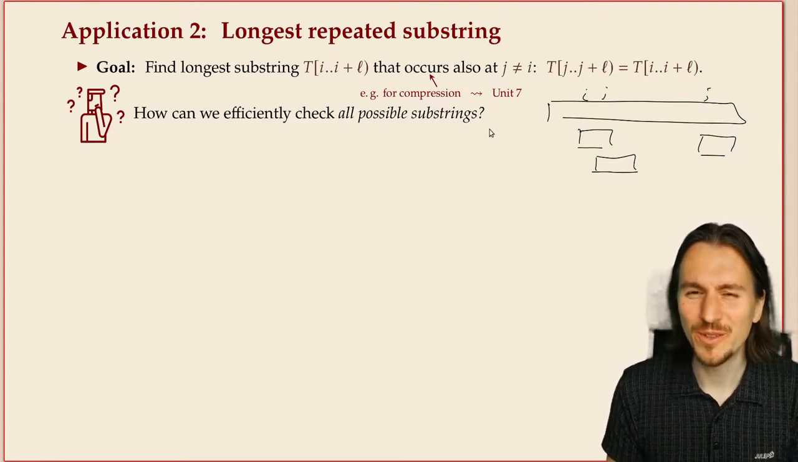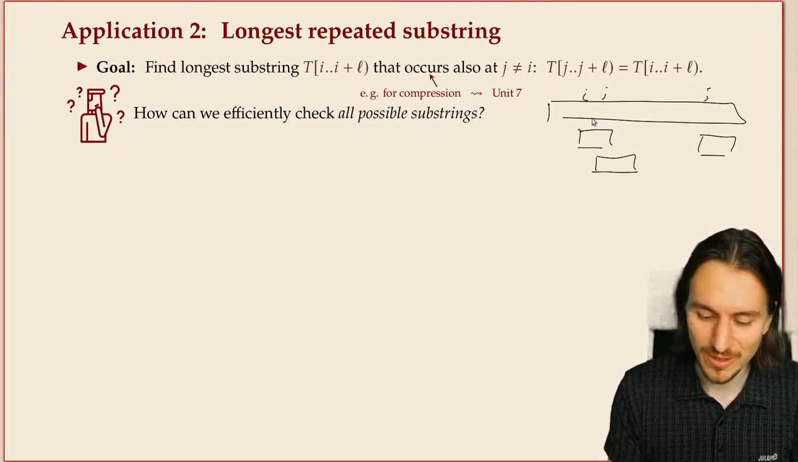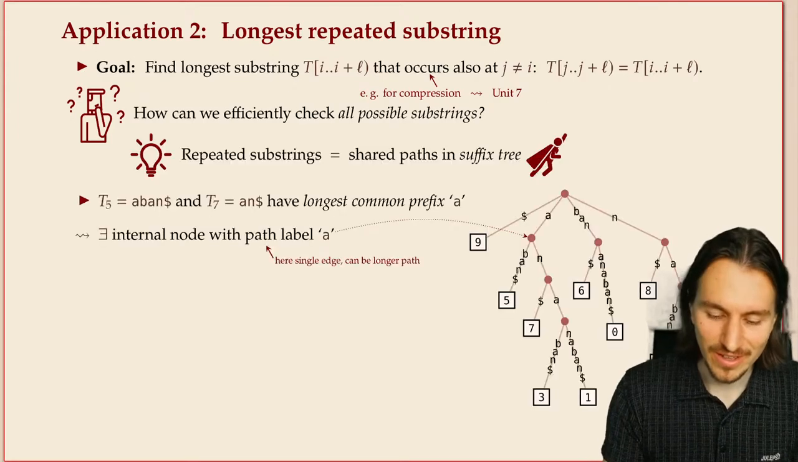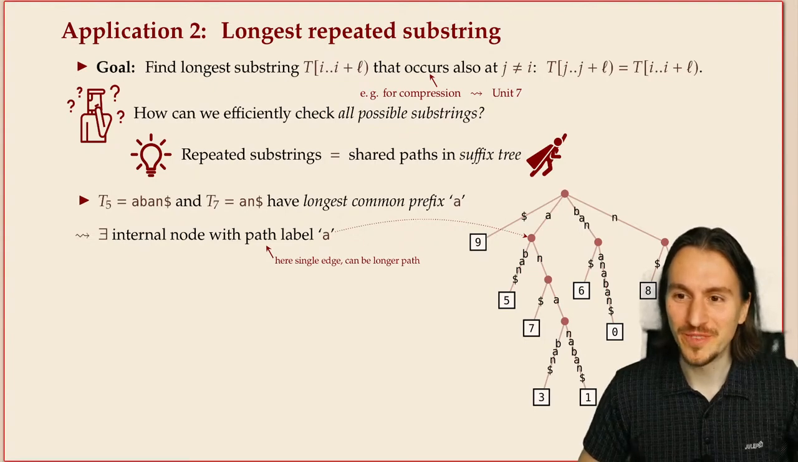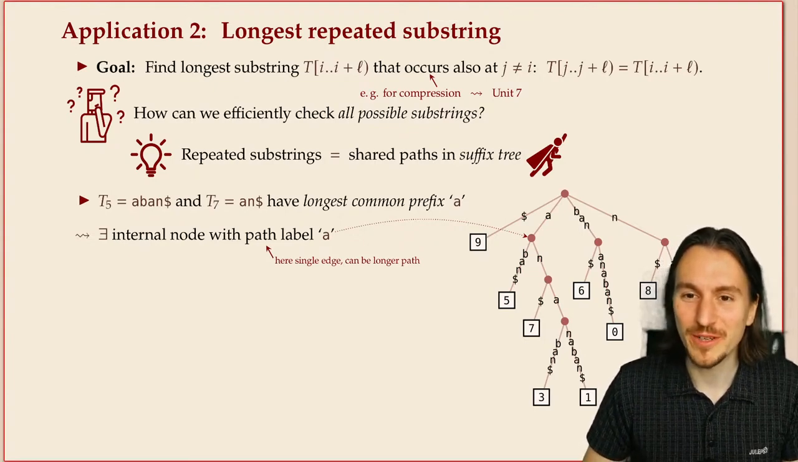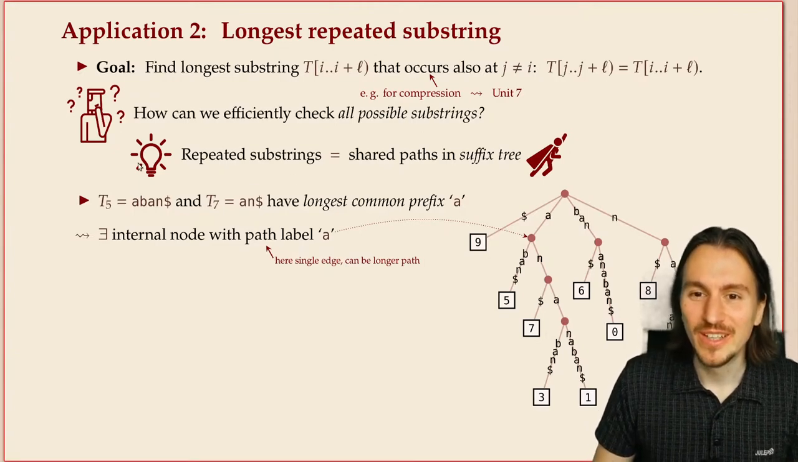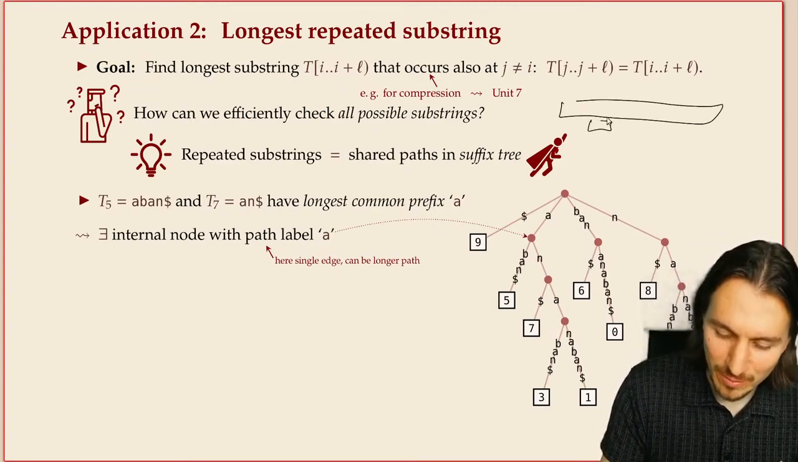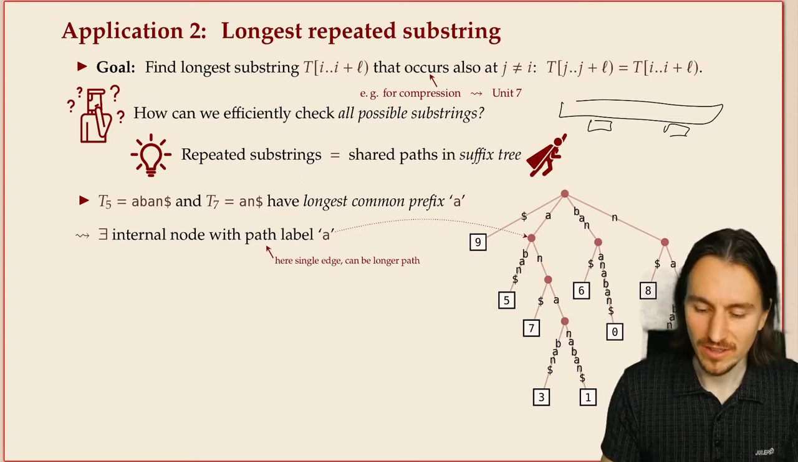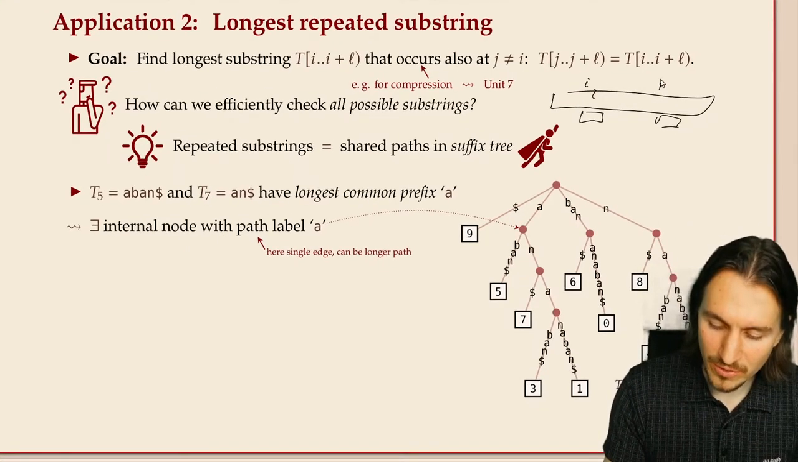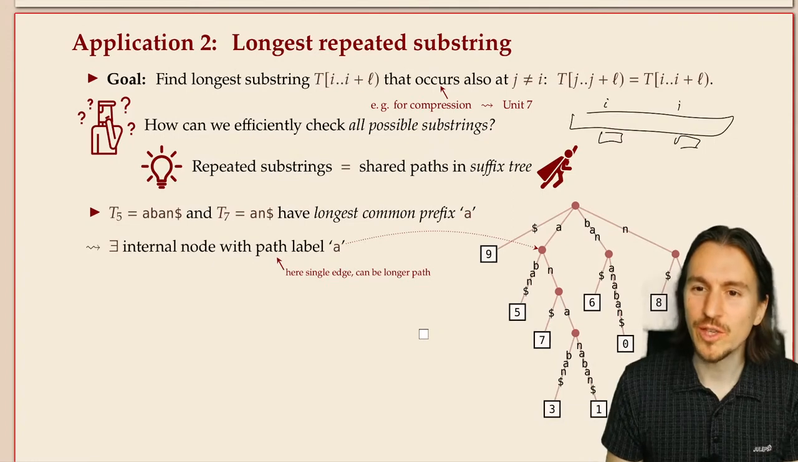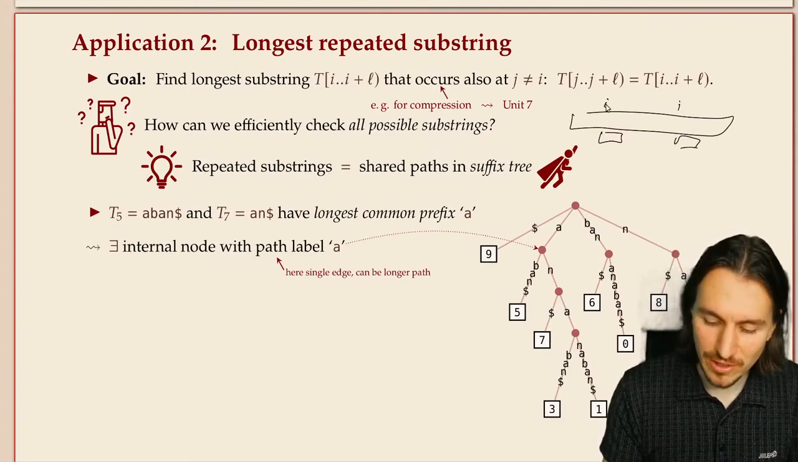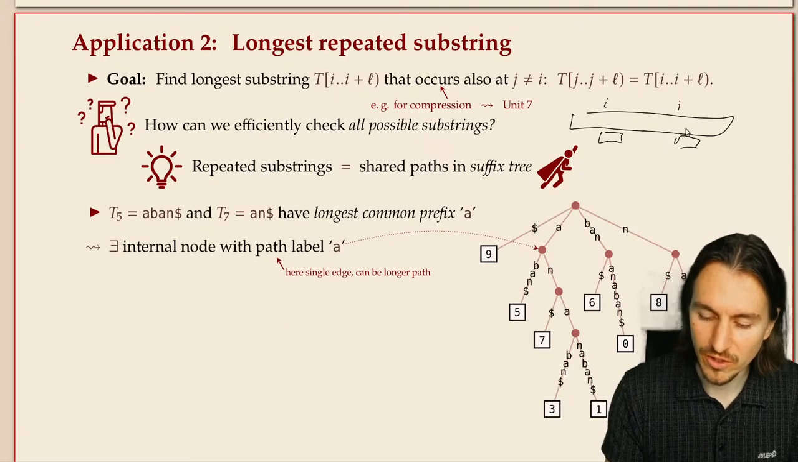Again, the question seems to be how to do this efficiently. It seems like you have to check all the substrings in the text. But it turns out suffix trees can do this for you. And let me make this remark, and then I'll show you the example. Whenever you have a repeated substring, some position where the same pattern occurs at one position, I, and at another position, J, that means there are two suffixes in the suffix tree, one that starts at I, the entire thing here, and one that starts at J.